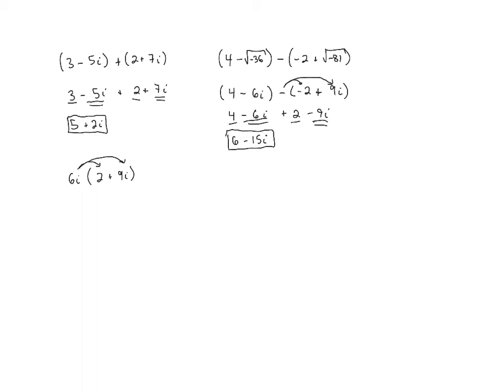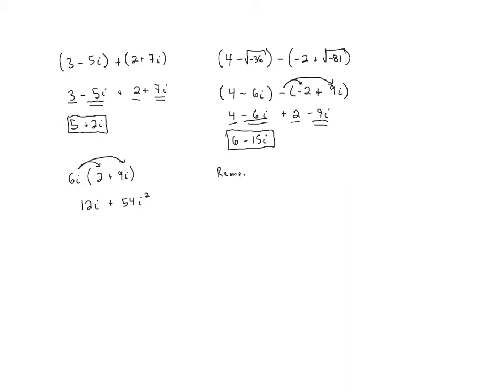6i times 2 gives us 12i, plus 6i times 9i gives us 54i squared. This is because 6 times 9 is 54, and i times i is i squared. However, we cannot just leave this i squared like this, because there is a simpler way to write i squared.